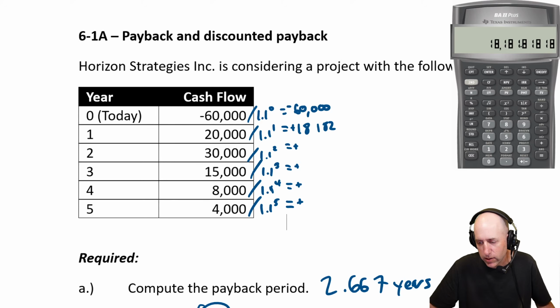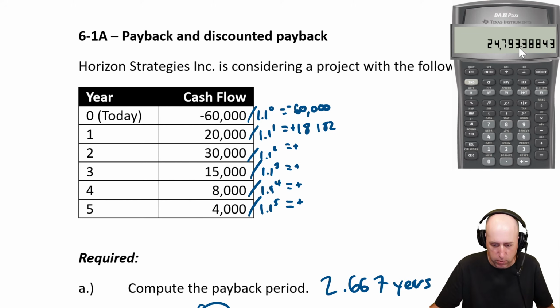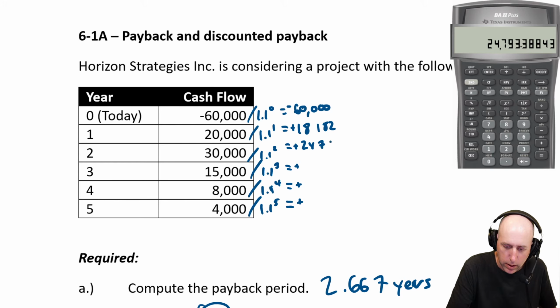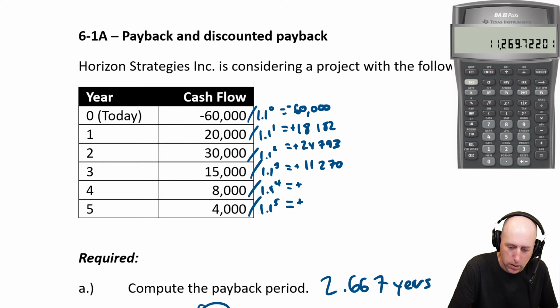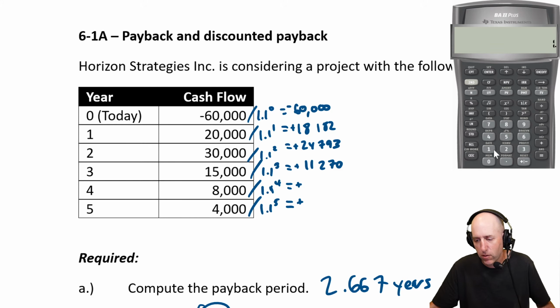30,000 divided by 1.1 squared. So 1.1 squared, I go 1 over x times 30,000. 24,793. 15,000 divided by 1.1 cubed. 1.1 to the power of 3, 1 over x times 15,000. 11,270. 8,000 divided by 1.1 to the fourth power, 1.1 to the power of 4. 8,000 divided by that, so 1 over x times 8,000. 5,464.